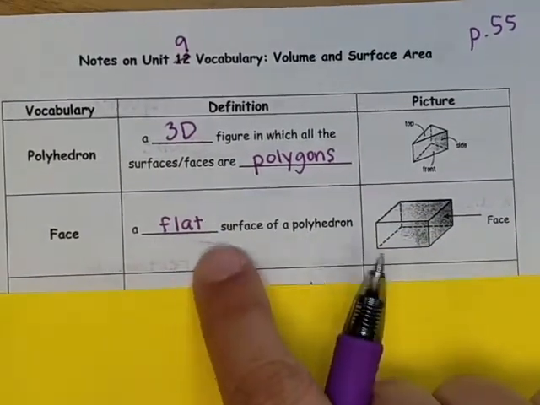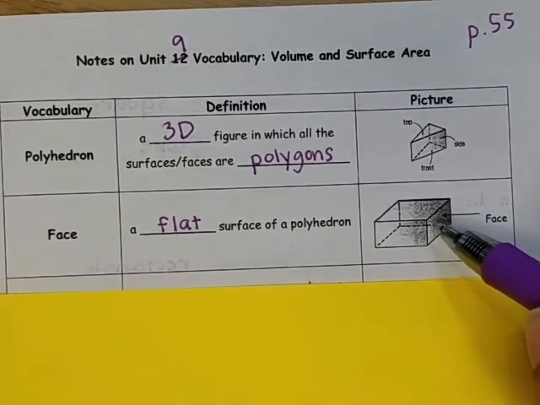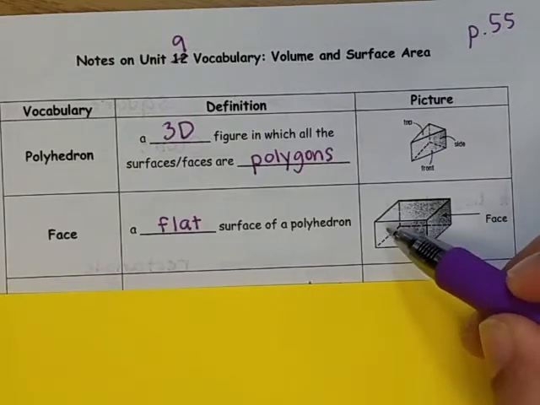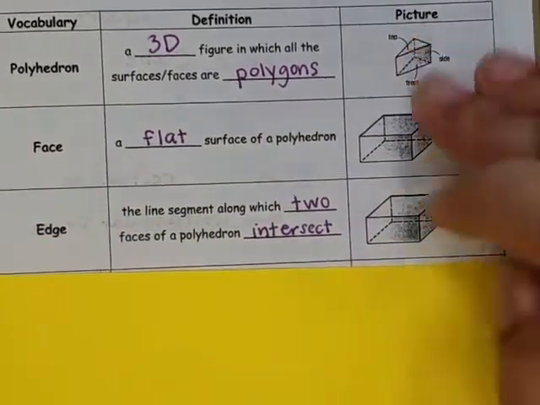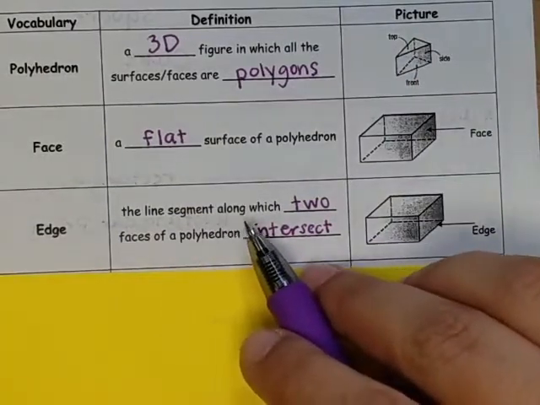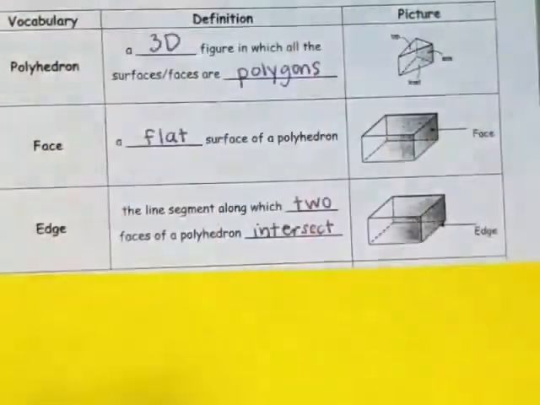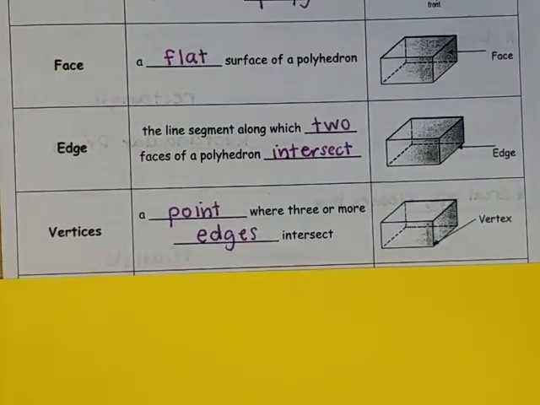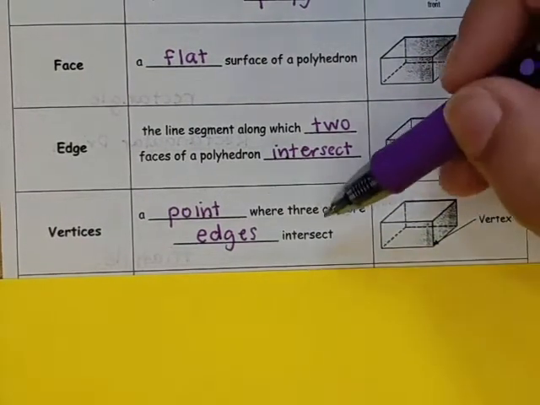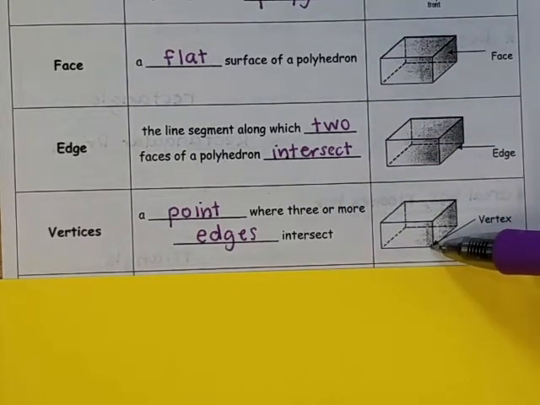A face is a flat surface of a polyhedron. So this rectangular prism has 6 faces: one right here, one on the side, 2 on the front, and then one on top and one on bottom. An edge is the line segment along which 2 faces intersect. So this line right here is where 2 faces come together. Then we've got vertices. A vertex is a point where 3 or more edges intersect. So 1, 2, 3. That point right here would be a vertex.